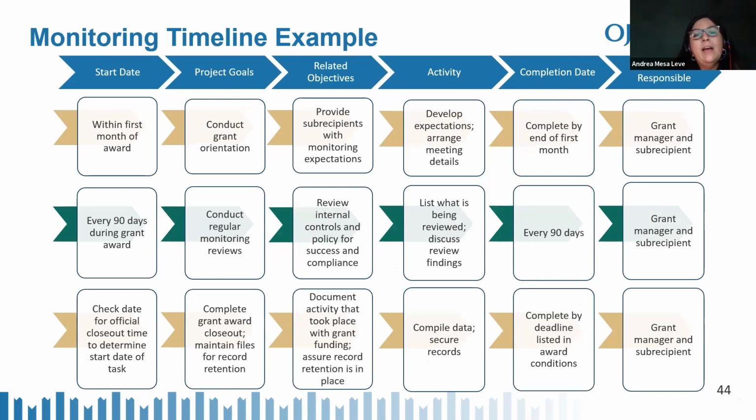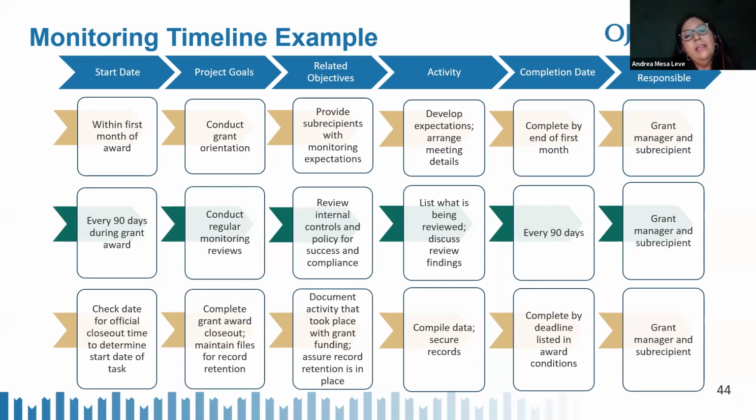So here is an example monitoring timeline for a pass-through entity. Now, when we look at this timeline, let's look at the goal listed in the first row. So here we're going to be going from left to right. And in the first row, the goal is to conduct grant orientation with the subrecipient. So here we have our start date, which is within the first month of the grant award. You can put the month here, however works for you.